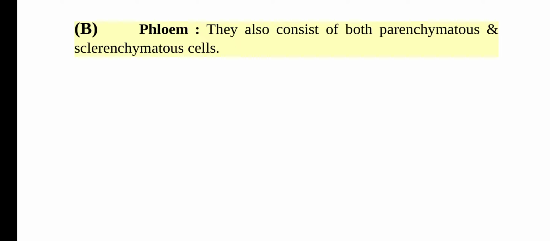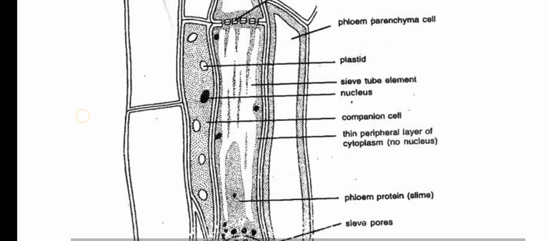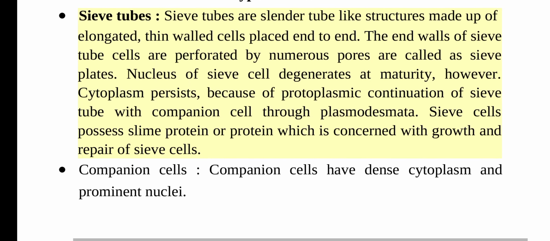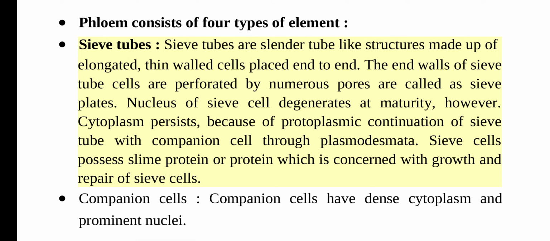B. Phloem: it also consists of both parenchymatous and sclerenchymatous cells. Phloem consists of four types of elements. Sieve tubes: sieve tubes are slender tube-like structures made up of elongated, thin-walled cells placed end to end. The end walls of sieve tube cells are perforated by numerous pores, called sieve plates. The nucleus of the sieve cell degenerates at maturity, however cytoplasm persists because of protoplasmic continuation of the sieve tube with the companion cell through plasmodesmata. Sieve cells possess slime protein, which is concerned with growth and repair of sieve cells.